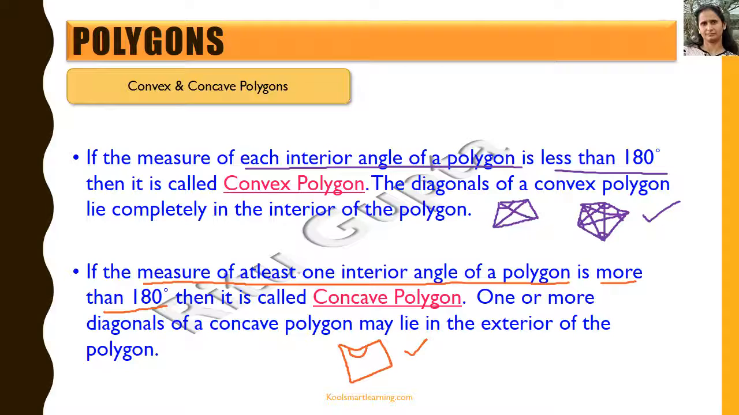Now here if we try to draw a diagonal from this vertex to this vertex, we see this diagonal lies outside the polygon, and so this is another condition which is met: at least one, maybe more, diagonals of the concave polygon may lie in the exterior of the polygon. So it is not that all the diagonals will lie in the exterior. In this case also, we have these diagonals which lie in the interior, but there is at least one diagonal which lies in the exterior of the polygon. So such polygons are called concave polygons.